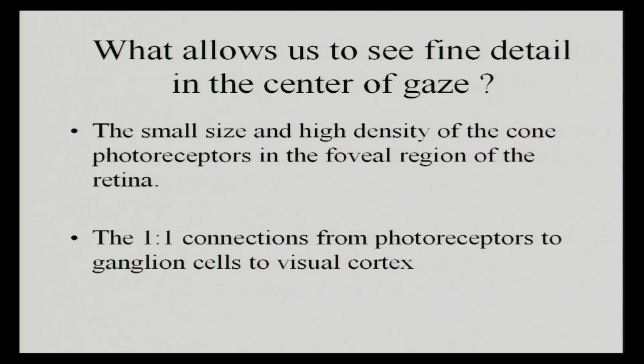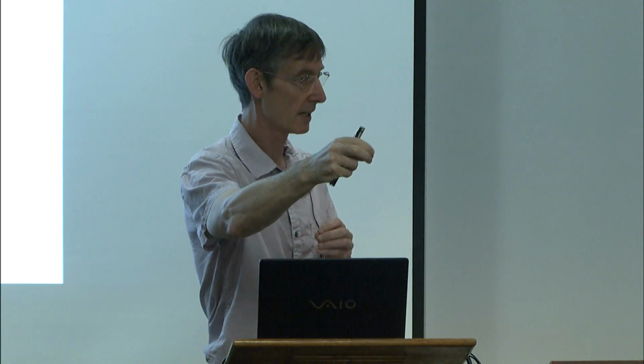So what allows us to see fine detail is the high density of the photoreceptors and the fact that the photoreceptors are connected in a one-to-one way through the bipolar cells to the retinal ganglion cells. So it's as if there's a labeled line going from each photoreceptor through the bipolar to the retinal ganglion cell, and that labeled line from that single cone is actually going out to the brain.